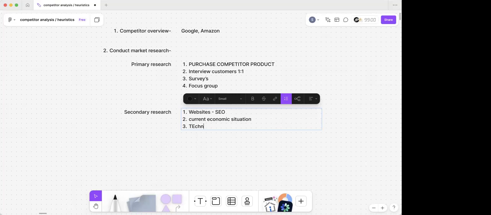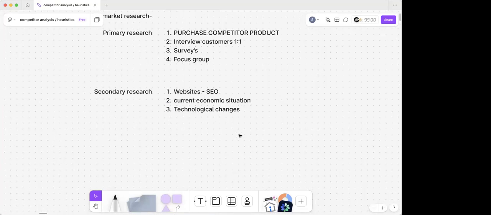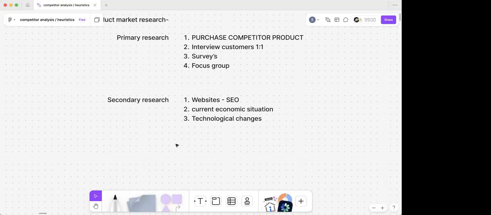Then the next point is technological changes. This is again, I would say, a really important point: right now we have a lot of technological changes, in terms of AI we can talk, right? If you use Zomato, you can see they have an AR filter right now. That is a technological change.